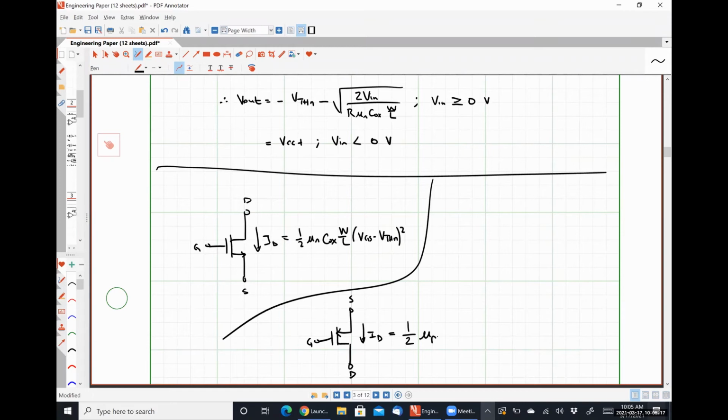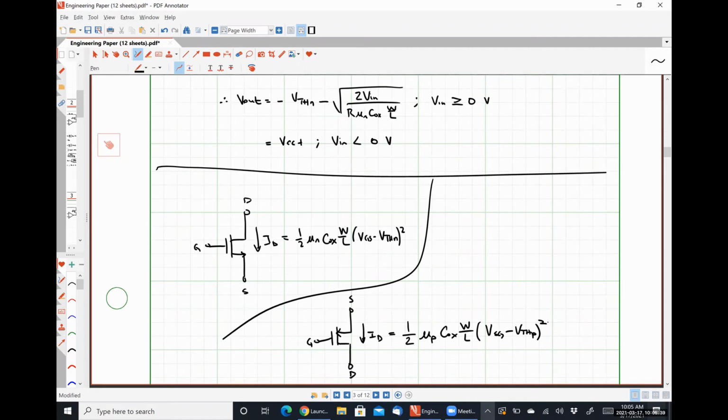1/2 mu p C ox W over L, VSG minus VTHP quantity squared. That's it. Change the subscripts. That's all it takes. Now all of these quantities have positive values.